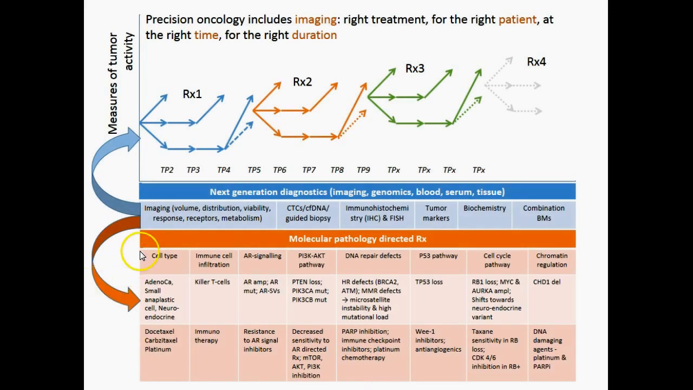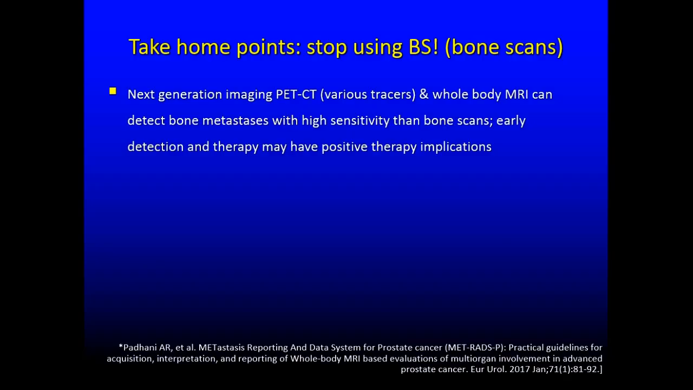We know that imaging is part of next generation diagnostics, which include immunohistochemistry, circulating DNA, tumor markers, etc. These are used to decide on new molecular pathology directed therapies, but then we use imaging to titrate patient treatments over time to try to keep the disease burden as low as possible for as long as possible.